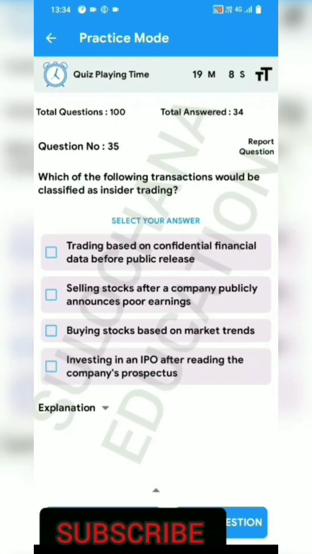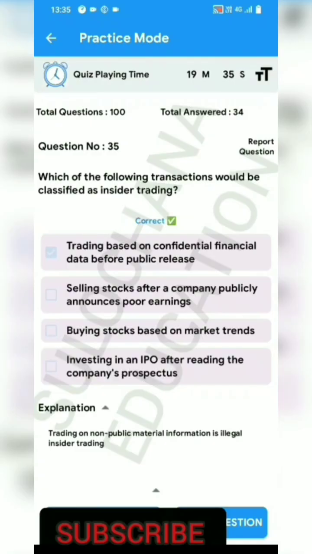Which of the following transactions would be classified as insider trading? Options are A. Trading based on confidential financial data before public release. B. Selling stocks after a company publicly announces poor earnings. C. Buying stocks based on market trends. D. Investing in an IPO after reading the company's prospectus. And the correct answer is option A.